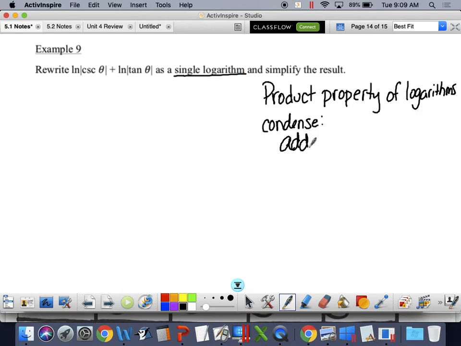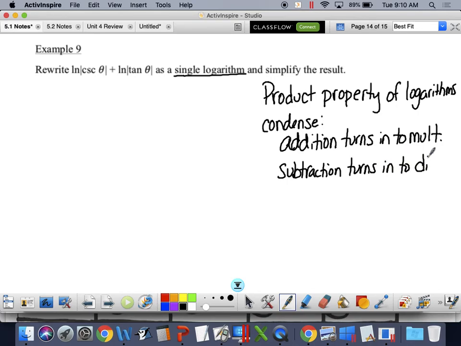Addition turns into multiplication. And hopefully we can remember some of the other ones. Subtraction turns into division. If we need a refresher on logarithms, definitely just Google the properties of logarithms. I'm sure there's a little tip sheet. Actually, I'll put one on Moodle as well, just a little image that shows the different properties of logarithms. I know it's probably been a while since we talked about them.